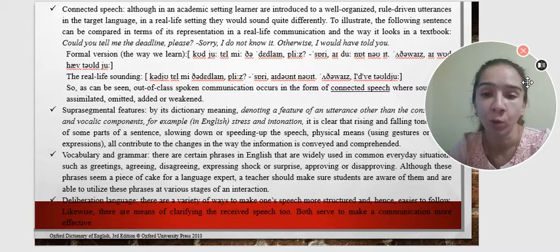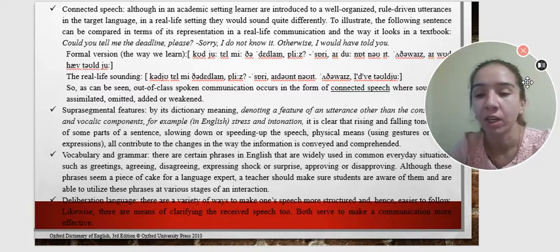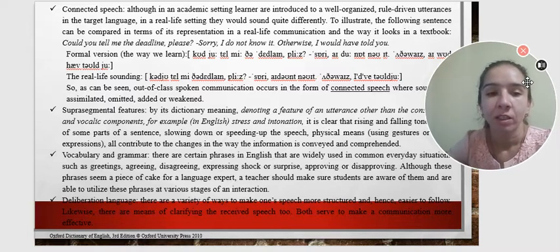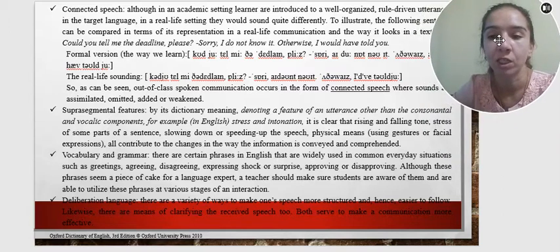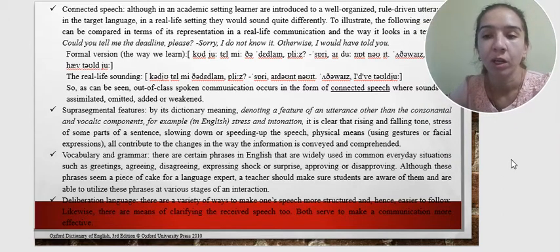Sorry, I don't know. Otherwise, I would have told you. So you see, in real life, the speaker wouldn't say "I would have told you," but it would be something like "I'd've told you." These are the features of connected speech that a student is supposed to learn before practicing his own speaking skills. The next feature is suprasegmental features.